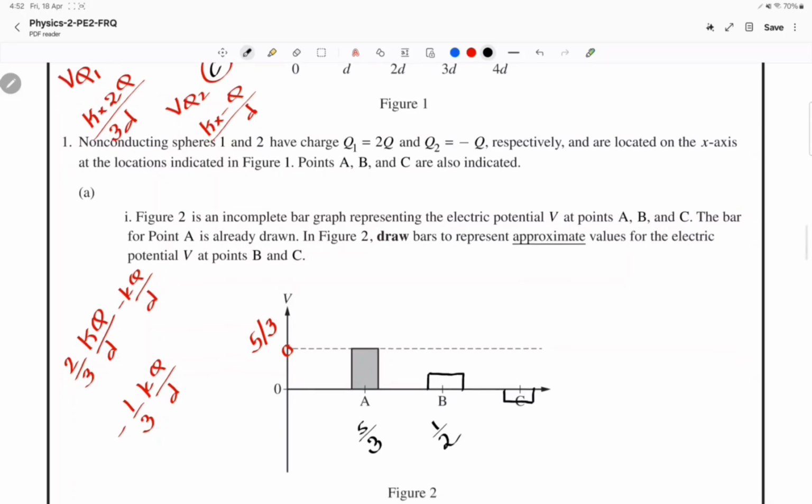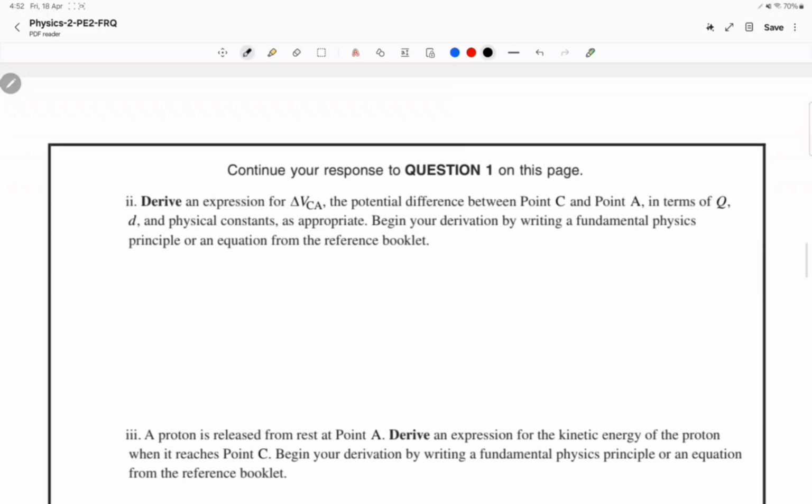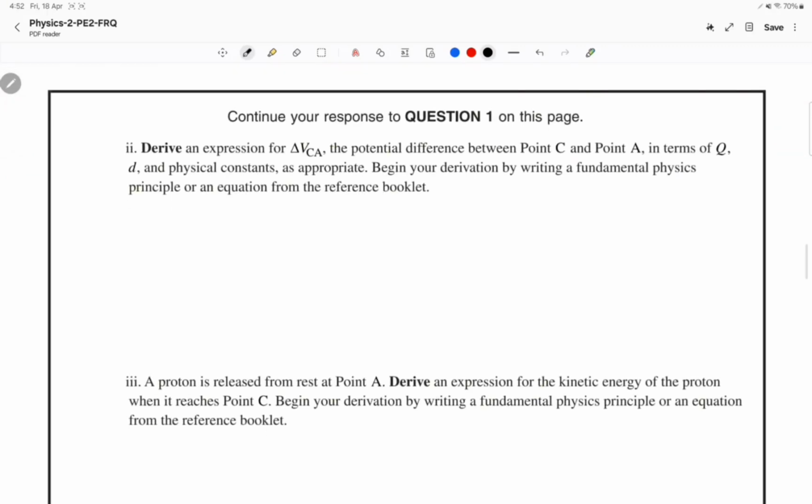Okay, that was part I. Yeah, double A. Do I have an expression for delta V CA, which is the potential difference between point C and point A in terms of these things? So look, delta means minusing, right? So delta V CA is equal to VC minus VA. Now, the voltage at C and the voltage at A are both caused by two charges. That means now we must write 4 different voltage equations. Does that make sense?